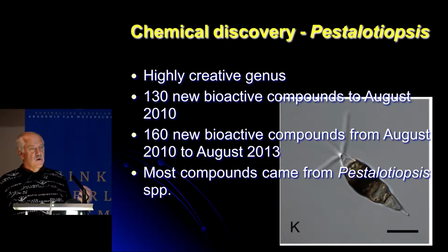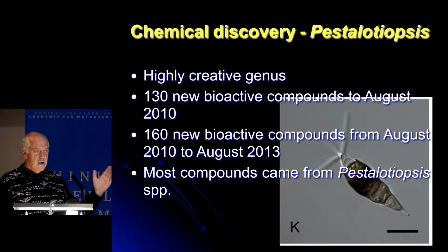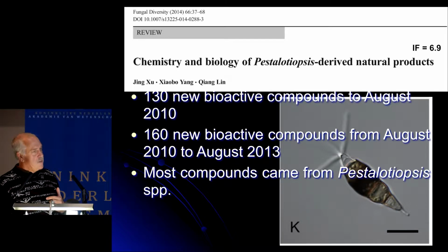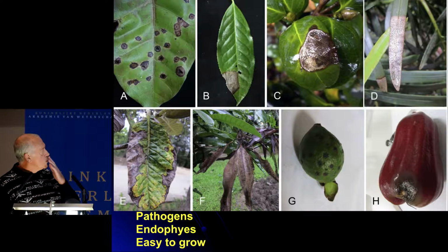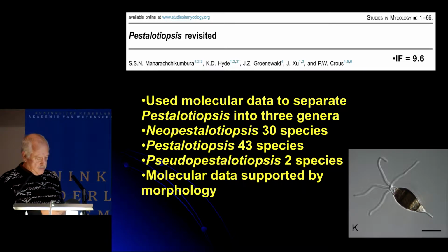Now the recent work we've done, we now know there are many species in Pestalotiopsis, and there are 3 genera. So we can look at each of the species, we can look at each of the genera when we're looking for drugs in these fungi. These are the plant pathogens caused by Pestalotiopsis. And the recent paper with Pedro, we actually separated this genus into 3 genera.